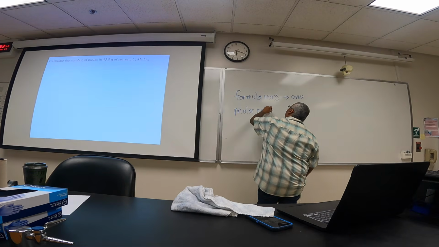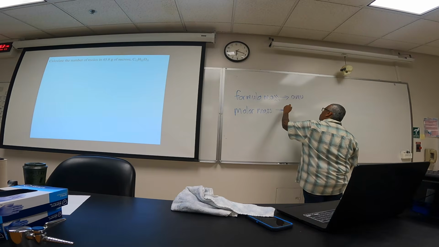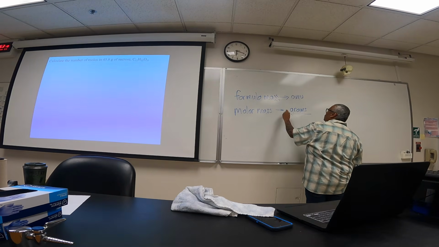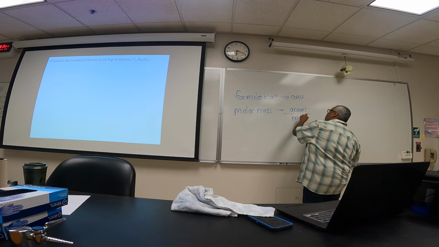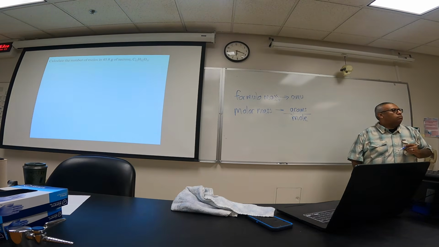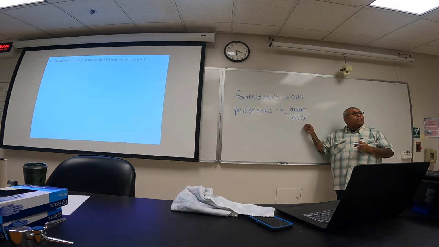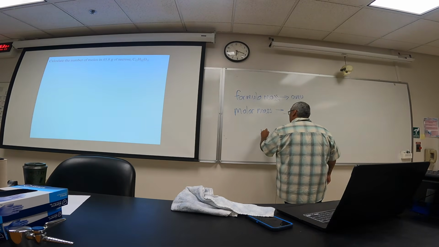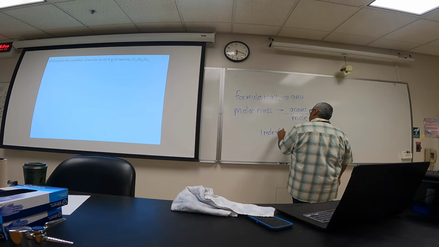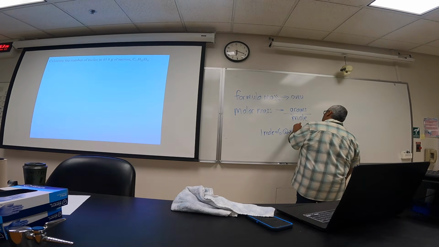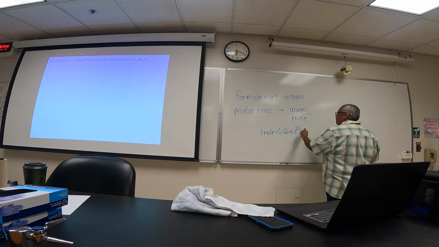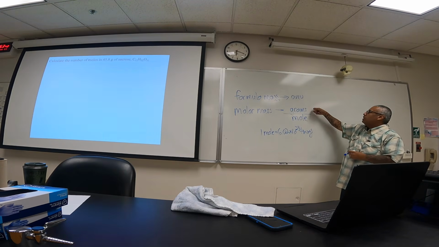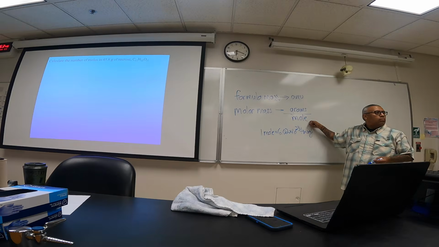Molar mass is in terms of something that we call grams per mole. And we just understood what a mole is, right? 1 mole is equal to 6.02 times 10 to the 23 things, right? That's 1 mole. So now we're going to understand these, what we call grams per mole.